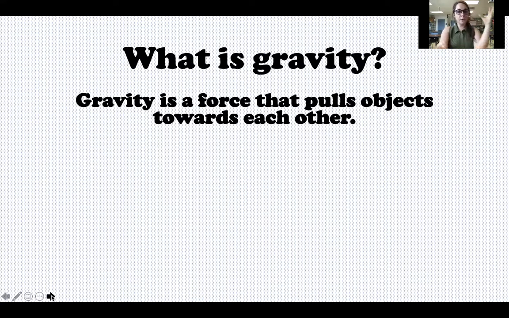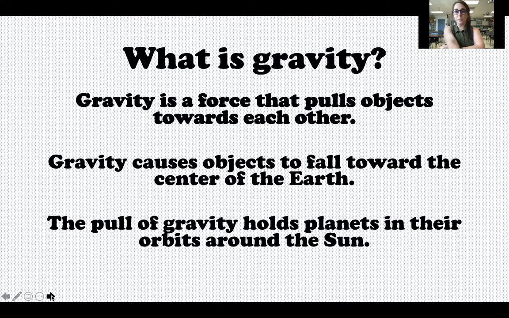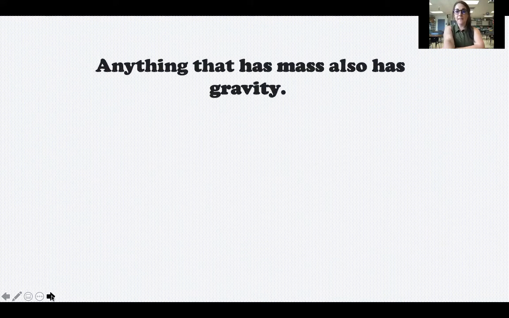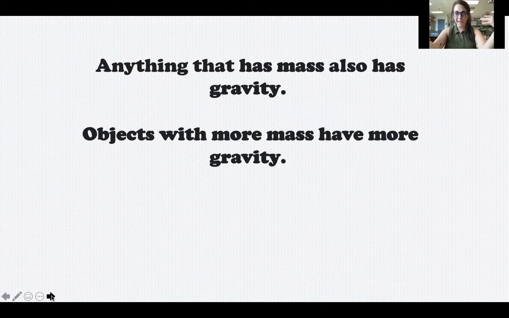So gravity is a force that pulls objects towards each other. Gravity causes objects to fall toward the center of the earth. The pull of gravity holds planets in their orbits around the sun. Anything that has mass also has gravity. However, we just don't observe it or see it because objects with more mass have more gravity. So we don't see these two objects being pulled towards each other because they don't have a lot of mass.